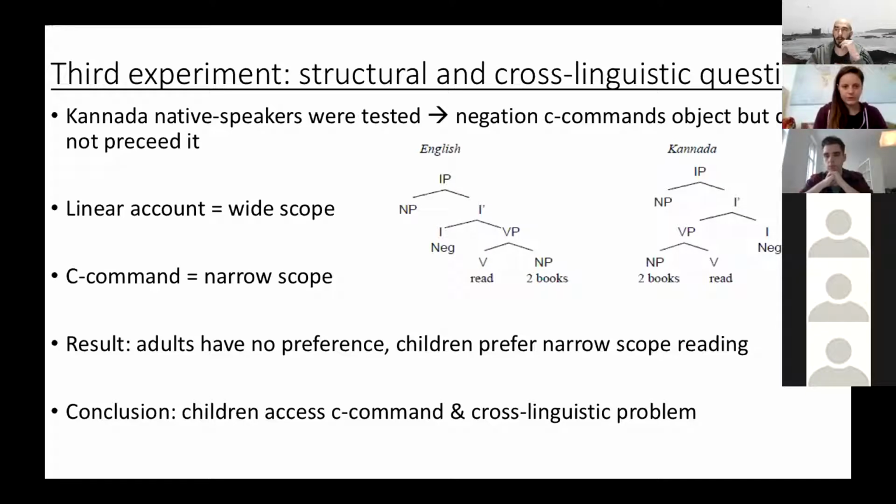And they still prefer the isomorphic interpretation. Yeah. So children can access C-command order, and they interpret on the basis of C-command and not linear order. That is, quite simply put, what they found out. So they interpreted the sentences like 2 books read, children not, as the children didn't read 2 books with the surface order, basically, right?